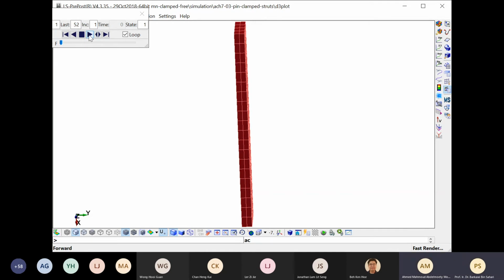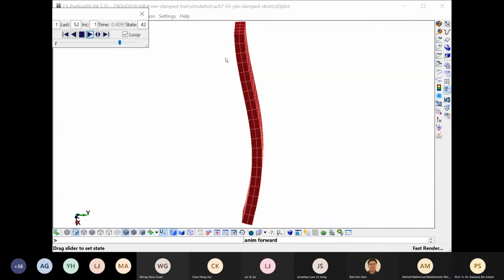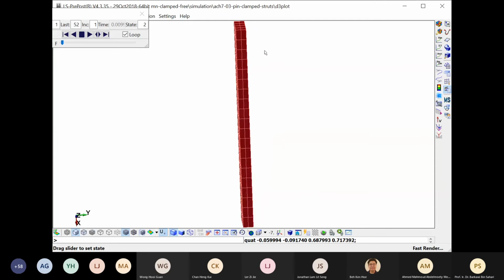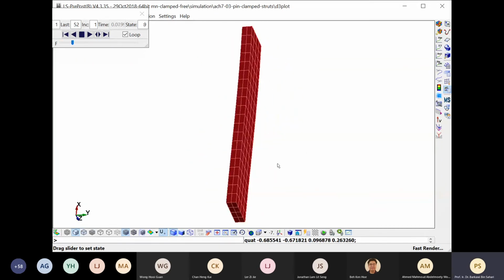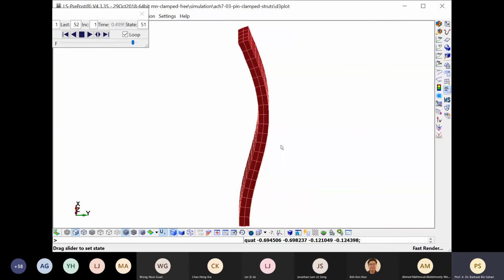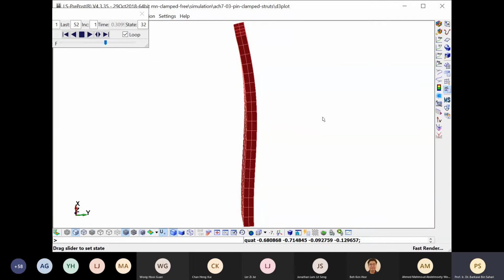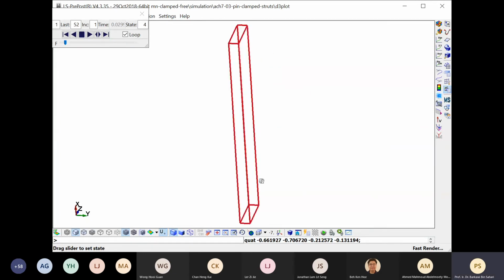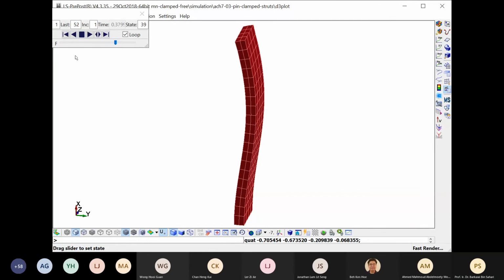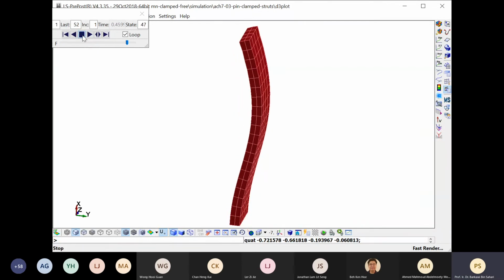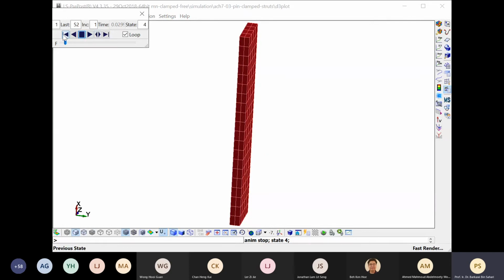Is it visible? Yeah. Okay, this is how it deforms. This is clamped at the bottom, free pin at the top. Okay, I just want to show that.